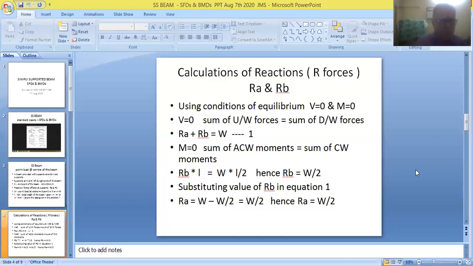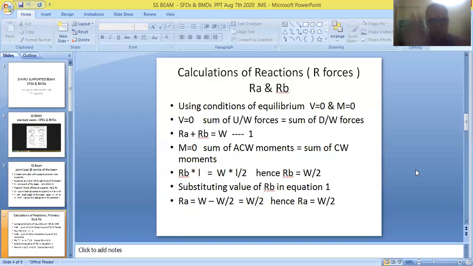So RB into L is equal to capital W into L by 2. Both the L's get cancelled, so you will be left with W by 2. So friends, RB is obtained as W by 2. Now you substitute the value of RB in the first equation, and RA is also obtained as W by 2. So friends, using the conditions of equilibrium, we are calculating the values of RA and RB.